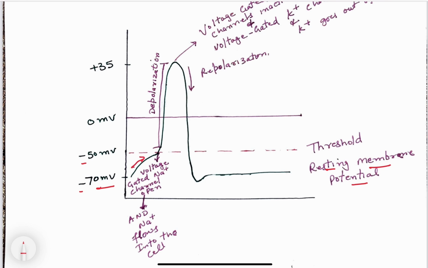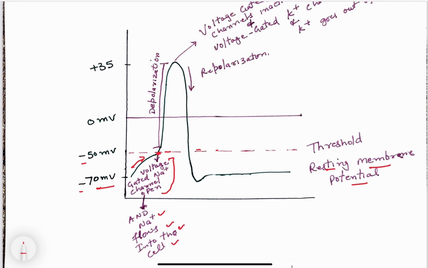So the charge starts going a little bit to the positive side, and when it reaches a threshold value, which is this line right here, all those voltage gated sodium channels, which are right here at this point, get opened. When they get opened, the sodium starts flowing into the cell along its gradient.